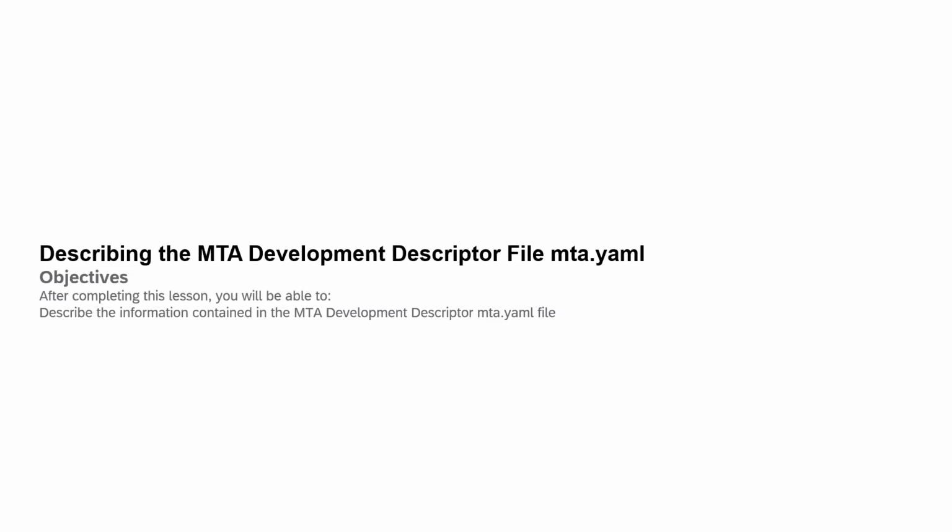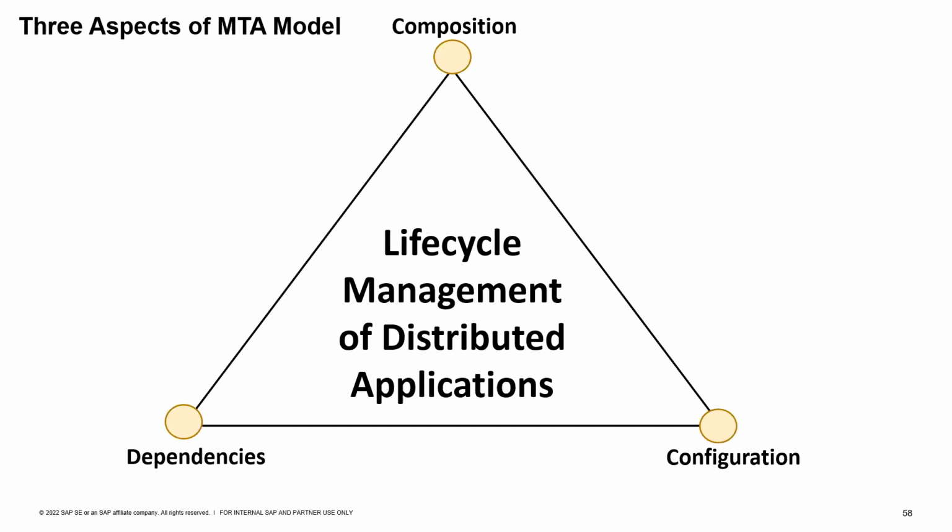Now we'll describe the MTA development descriptor file, which is mta.yaml. So let's look at the three aspects of the MTA model. The MTA model is basically a platform independent description of the different application modules, their interdependencies and configuration data they expose, and the resources they require to run. This model is specified using YAML in descriptor files that accompany the development and deployment process.